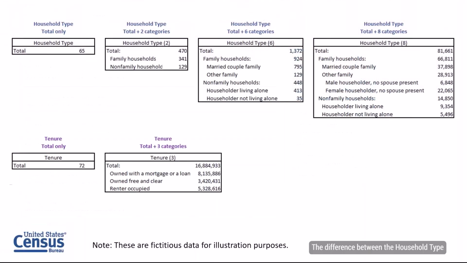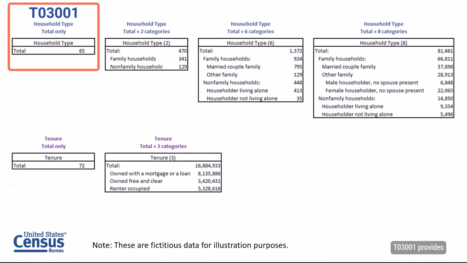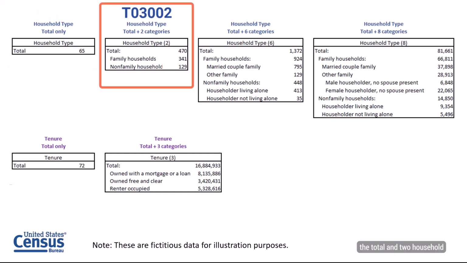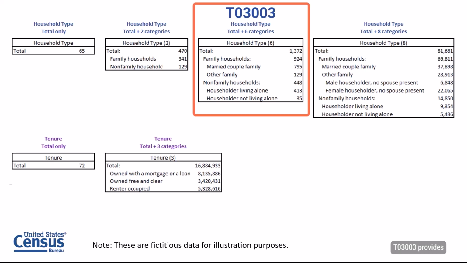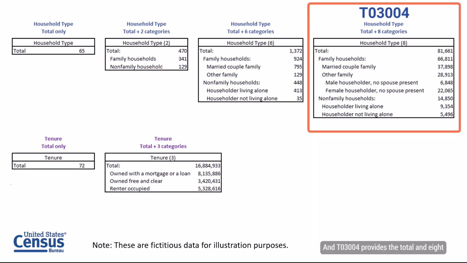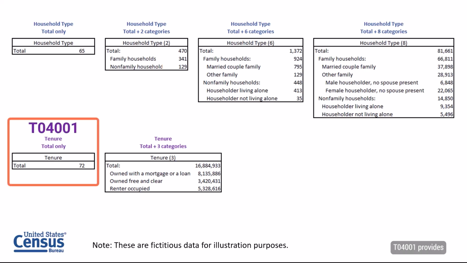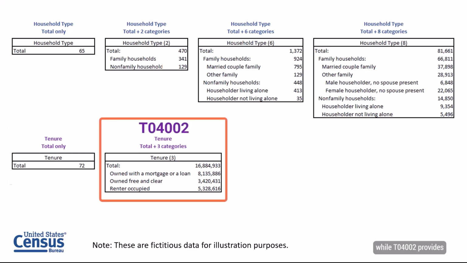The difference between the household type tables is the number of household type categories shown. T03001 provides only the total number of households. T03002 provides the total and 2 household type categories. T03003 provides the total and 6 household type categories. And T03004 provides the total and 8 household type categories. This is also the same type of difference found between the tenure tables. T04001 provides only the total number of occupied housing units, while T04002 provides the total and 3 tenure categories.